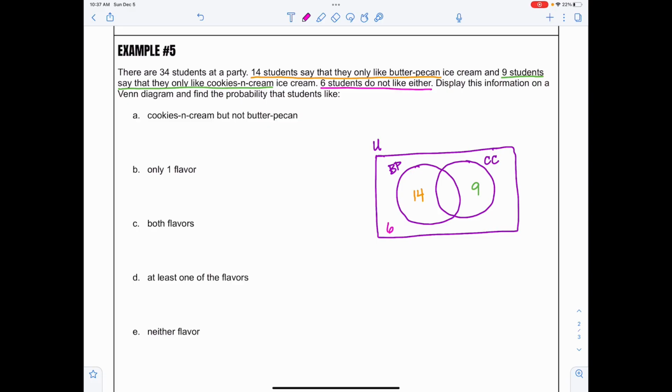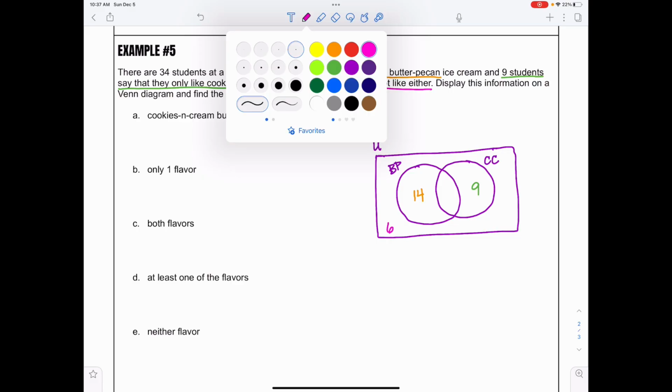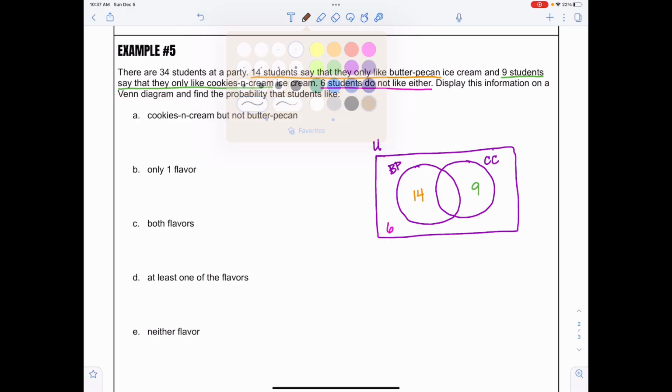So here, if I add them up, I have a total of 29 students in this Venn diagram, but they say that there are 34 students at a party, which means that if I subtract 29 from 34, I would end up with 5. Okay, because when I add them all up, I get a total of 34. So right here where it says the U, I'm going to put in parentheses that this is going to be 34 total, just to make you remember that there are 34 elements on the inside.